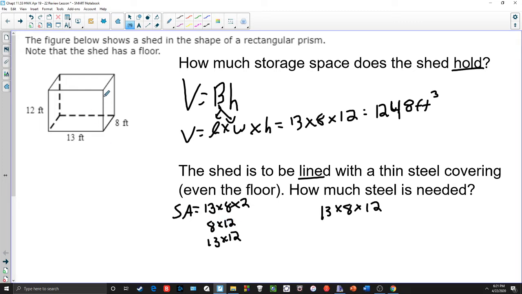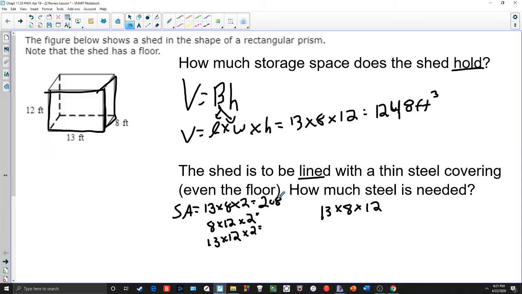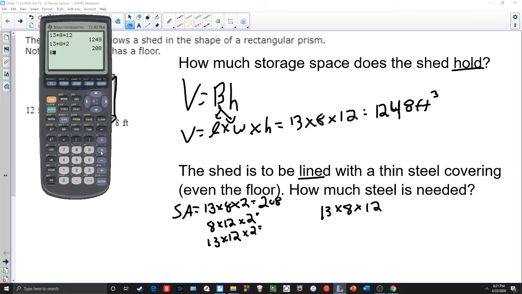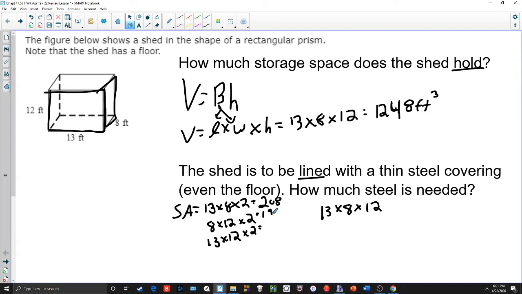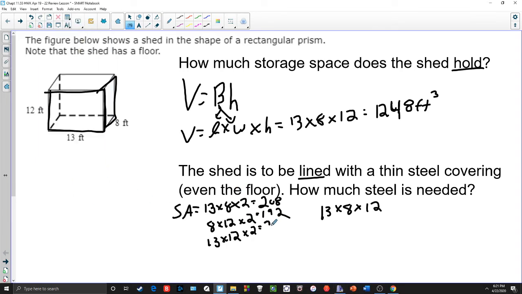This right here, 8 by 12, is this side right here, that's the left, so we multiply it by 2 to get the left and right. And then 13 by 12 is the front, so we multiply that by 2 to get the front and the back. Then we add up all our answers afterwards. So we have 13 times 8 times 2, which gives us 208. Here we have 8 times 12 times 2, which gives 192. And we have 13 times 12 times 2, which gives us 312.